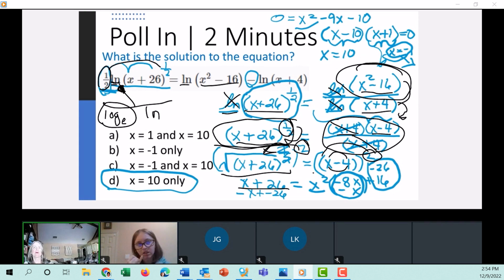4x, and another minus 4x is minus 8x, and then 4 times 4 is 16. And then we end up solving this like we did our previous problems, subtracting the x and the 26 from both sides, setting up an equation that we can factor into x minus 10 and x plus 1, and we toss out our negative solution, -1, and we get positive 10 only. In fact, you could toss these two out.